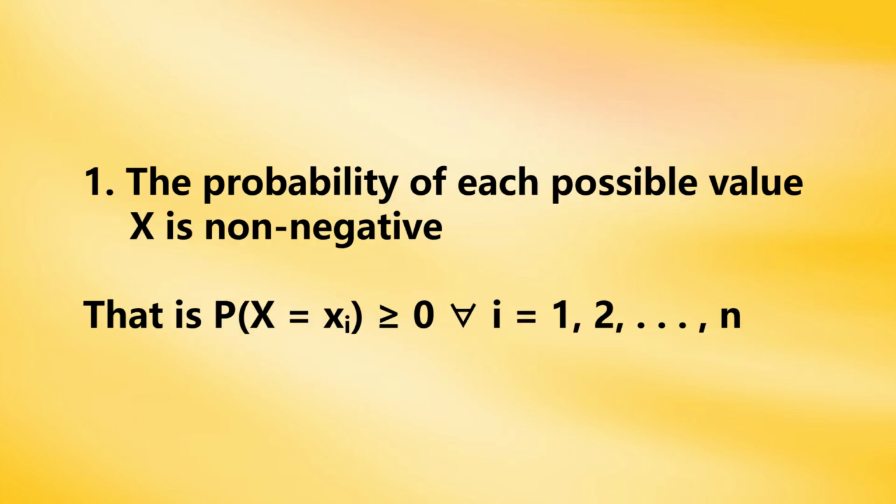First one is that the probability of each possible value x is non-negative. That is, probability of x equal to xi should be greater than or equal to 0 for all values of i = 1 to n.